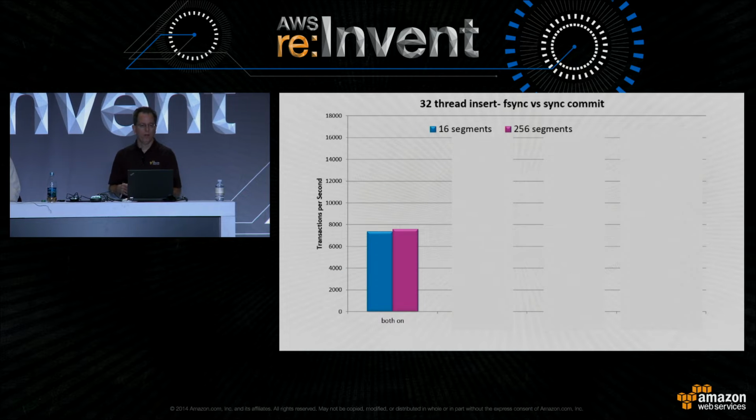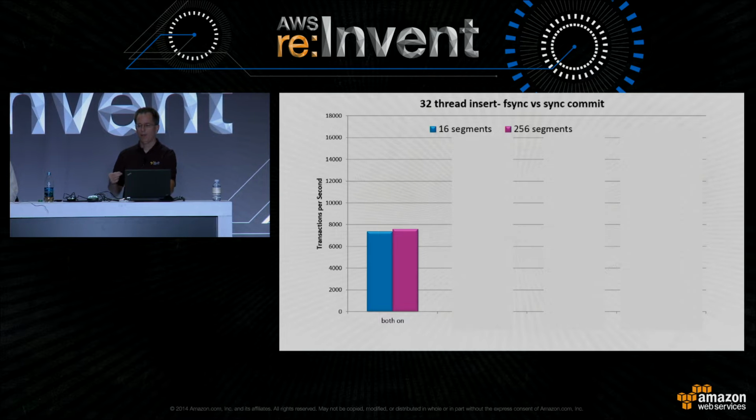So I wanted to show this as an actual real benchmark example, not just theoretical. So I took a 32-way insert test with fsync on and fsync off, synchronous commit off. And so this is transactions per second on the vertical axis. So obviously bigger is better. And you can see when we start with both of them turned on, I actually ran the test with both 16 checkpoint segments and 256. And so the 256 is in that sort of purplish color.